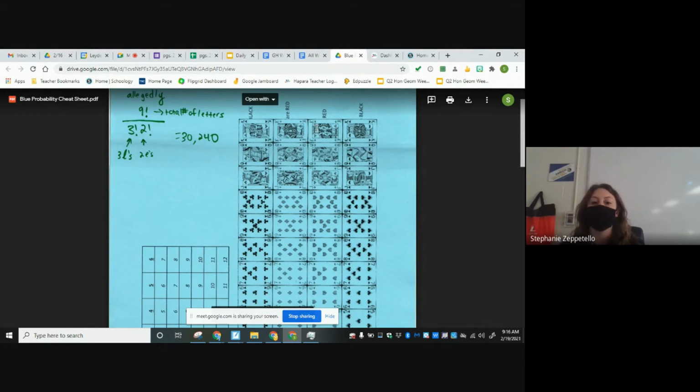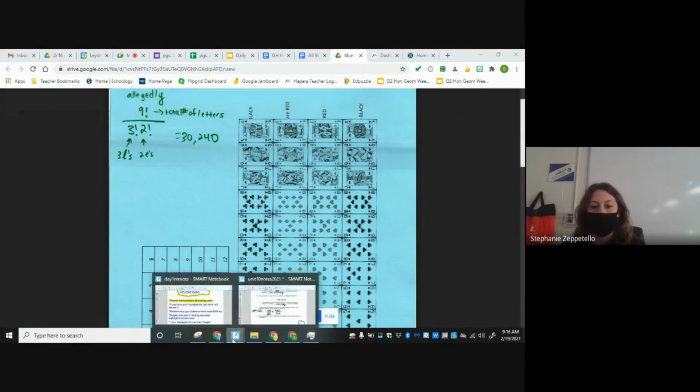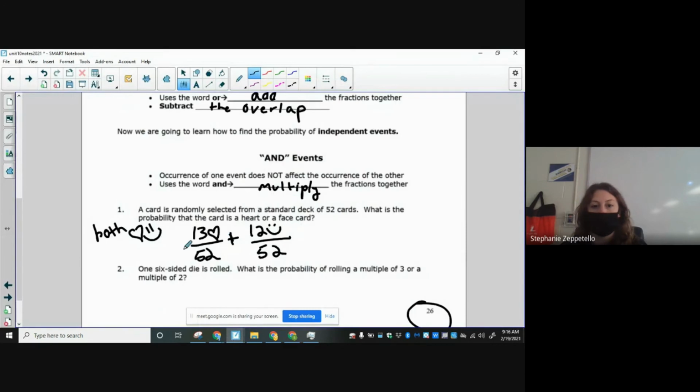So we've got to subtract those, otherwise that probability, we're adding 3 more chances that are not there because they're the same thing. So you're going to subtract the 3 that are hearts and face cards. So I purposely picked a pretty tricky problem. So 13 plus 12 is 25 minus 3. So your probability of choosing a heart or a face card is 22 out of 52.